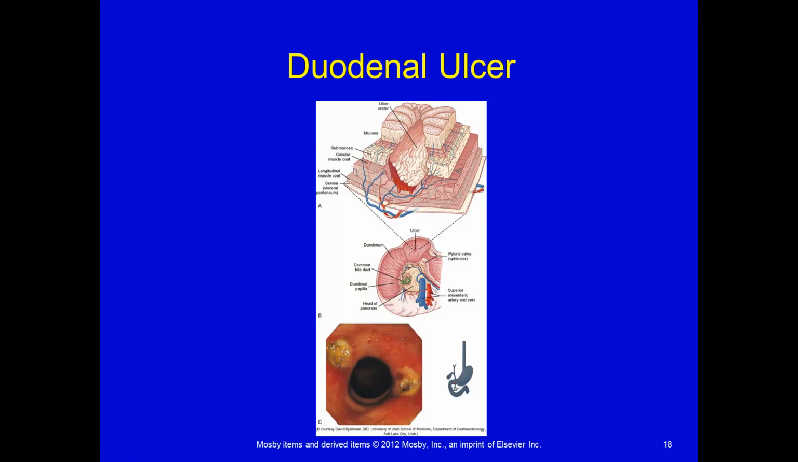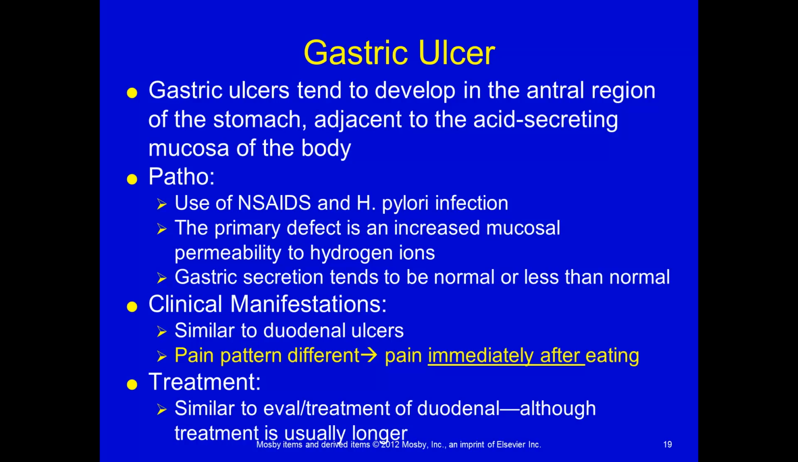Okay, so that is duodenal ulcer. Now let's move forward and talk about gastric ulcers. Gastric ulcers usually develop in the antral region of the stomach, just adjacent to those acid-secreting mucosa of the body of the stomach.